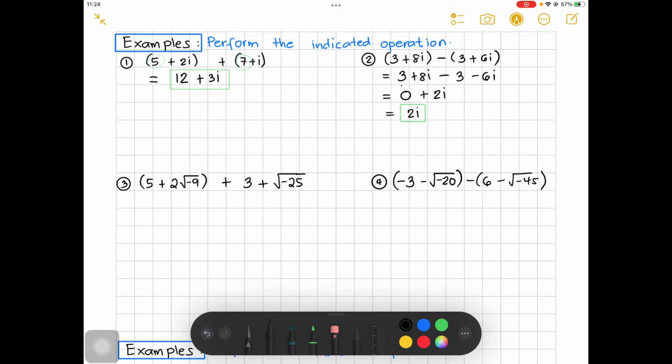Number 3. The complex numbers here are not simplified, so we simplify them first. Square root of negative 9 is 3i. Square root of negative 25 is 5i. And simplifying further, we can now add the real parts. 5 plus 3, 8, plus the imaginary part, 6i and 5i. The result is 11i.